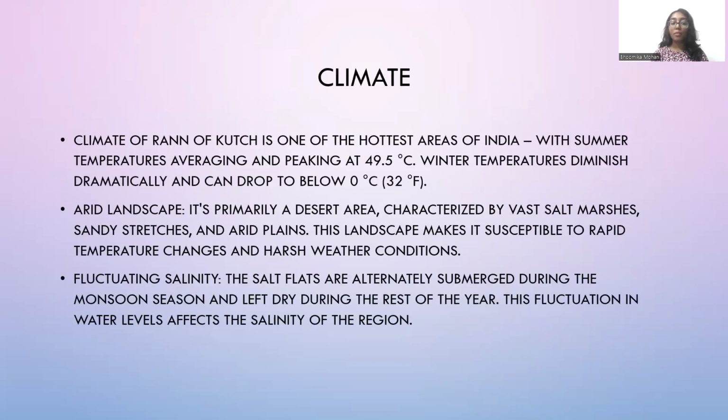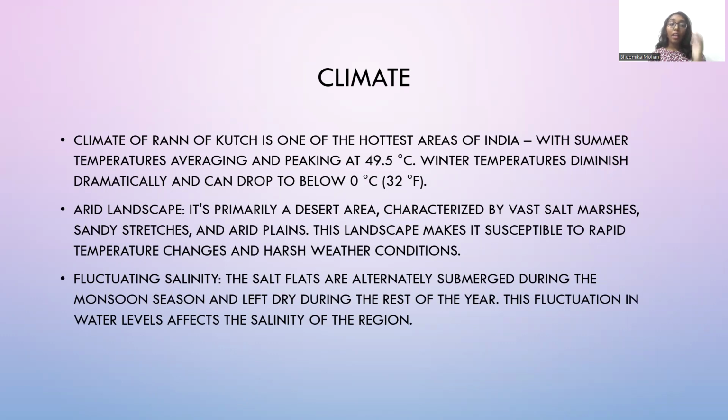Coming to climate of Rann of Kutch, climate of Rann of Kutch is one of the hottest areas of India, with summer temperatures averaging and peaking at 49.5 degrees Celsius, and winter temperatures diminish dramatically and can drop to below 0 degrees Celsius, that is 32 degrees Fahrenheit.